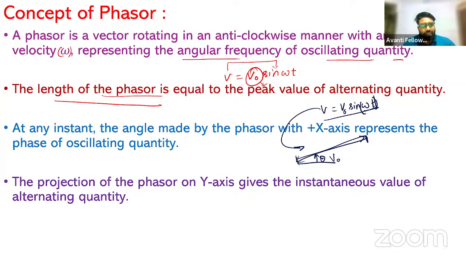Clear? So at any instant, the angle made by the phasor with the positive x-axis represents the phase of the oscillating quantity. Which means, what is phase? Phase का मतलब होता है कि what is the status of that quantity. अभी उस quantity का status क्या है, उसकी value क्या है. Status means value. Suppose omega t becomes zero, so this v will become zero because v = v not sin omega t, and sin zero is zero. So is it representing the status of the alternating quantity?